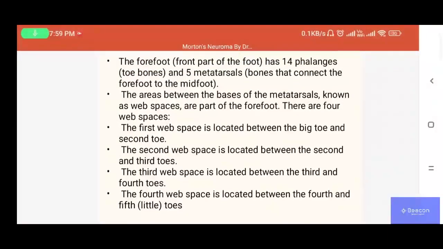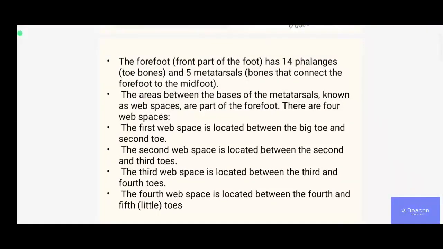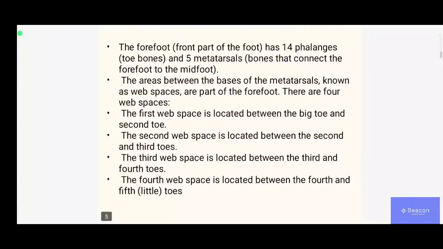The forefoot, the front part of the foot, has 14 phalanges, the toe bones, and 5 metatarsal bones that connect the forefoot to the midfoot. The areas between the bases of the metatarsals, known as web spaces, are part of the forefoot. There are four web spaces.